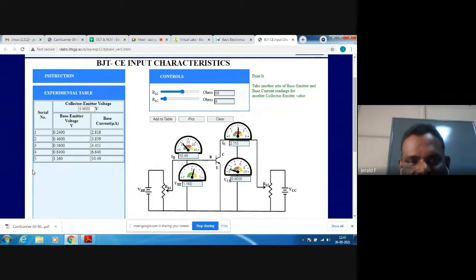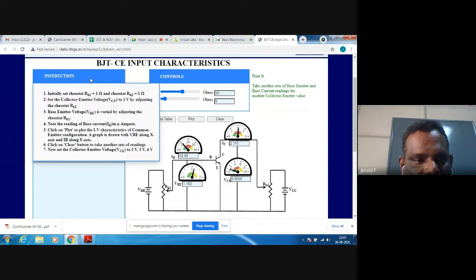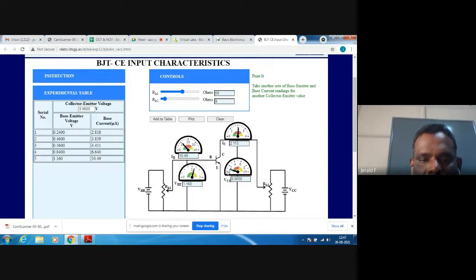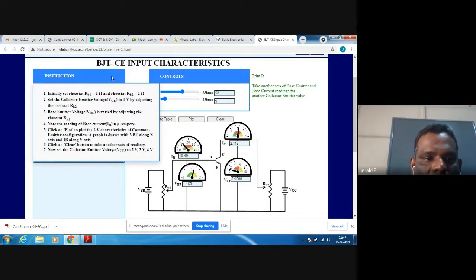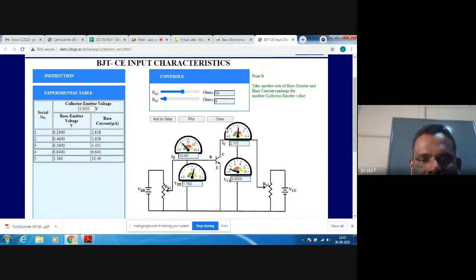Next, change the resistance values. What is the next procedure? Next go for 2 volt. First we set 1 volt, right? Next you can set 2 volt, adjusting the rheostat. Okay? Clear everything.